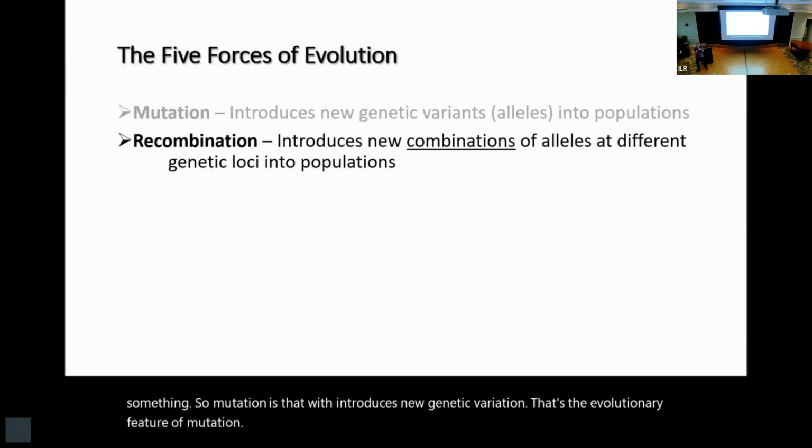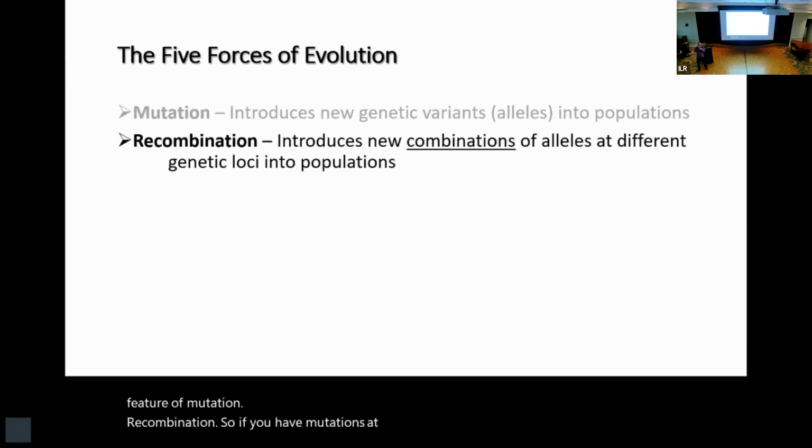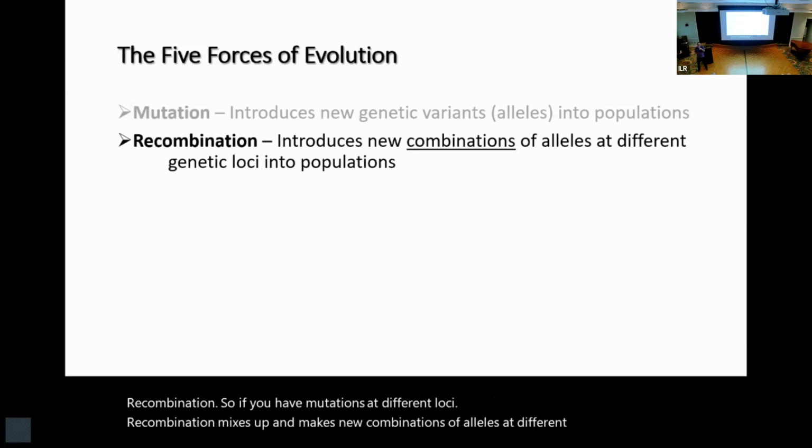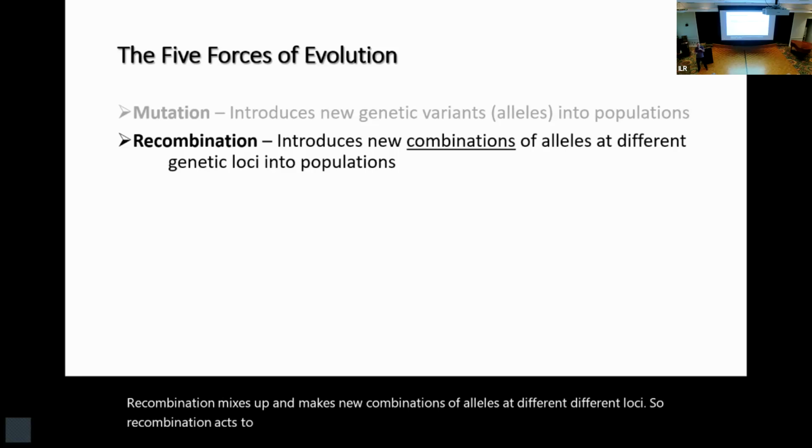Recombination. If you have mutations at different loci, recombination mixes up and makes new combinations of alleles at different loci. So recombination acts to introduce new combinations of alleles into the population. Even if you have the same collection of alleles at different loci, the combinations of them may be important.